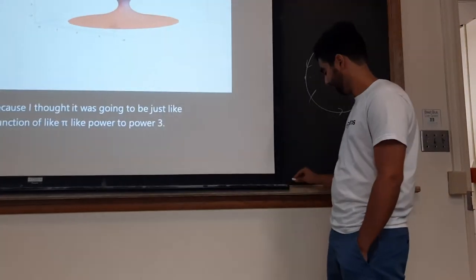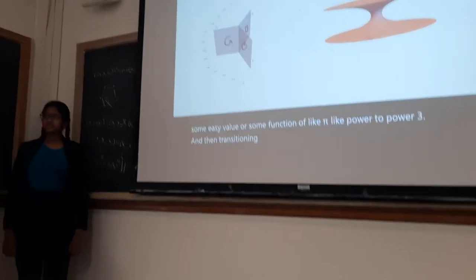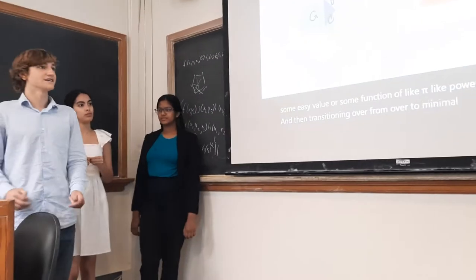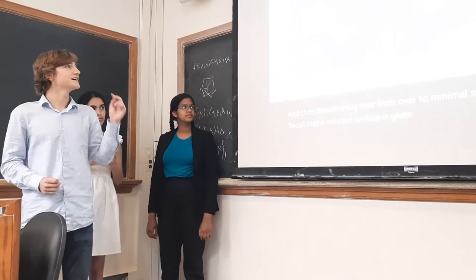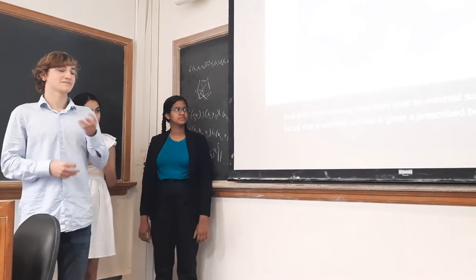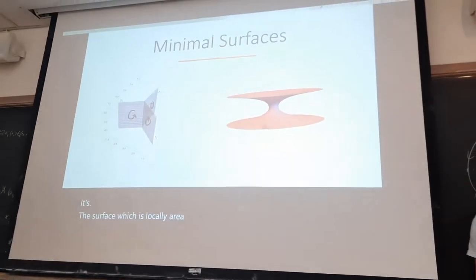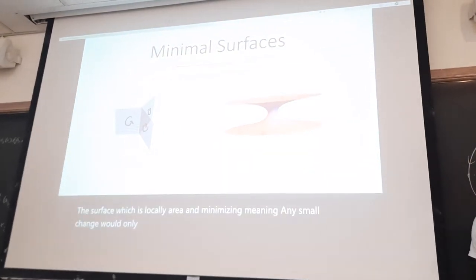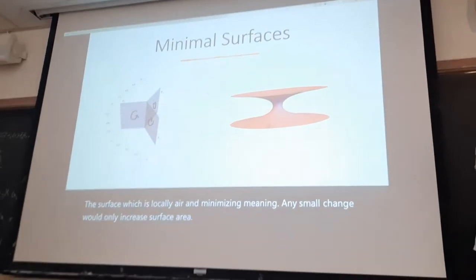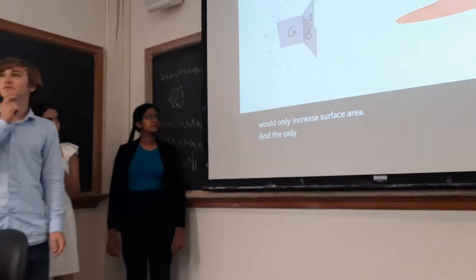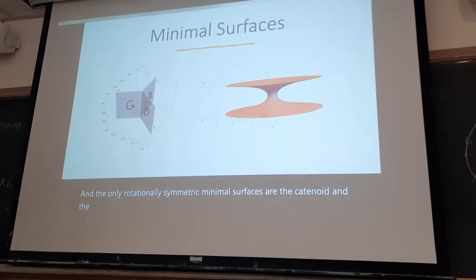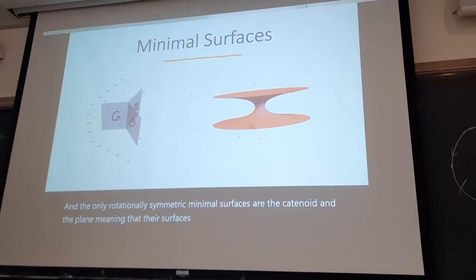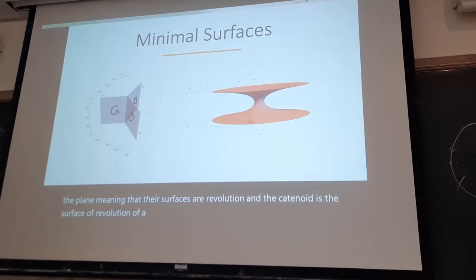Then transitioning over to minimal surfaces, recall that a minimal surface, given a prescribed boundary in 3-space, is the surface which is locally area minimizing, meaning any small change would only increase surface area. And the only rotationally symmetric minimal surfaces are the catenoid and the plane, meaning that their surface is a revolution, and the catenoid is the surface of revolution of a curve called a catenary.